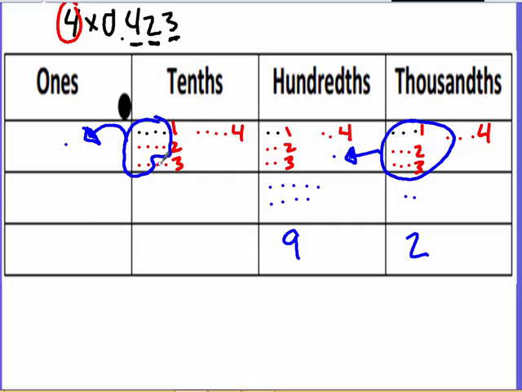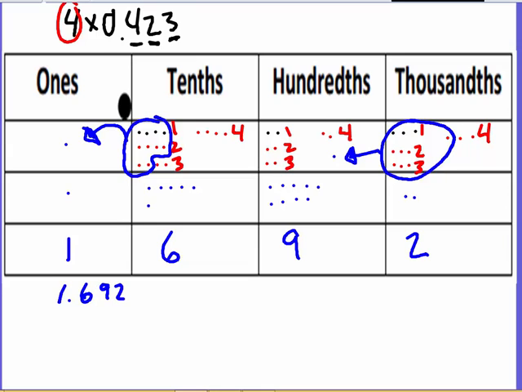Now let's check how many I have. I have 1, 2, 3, 4, 5, 6. And I have this 1 dot all by itself. So my answer is 1.692, or 1 and 692 thousandths. That was a lot of dot counting.